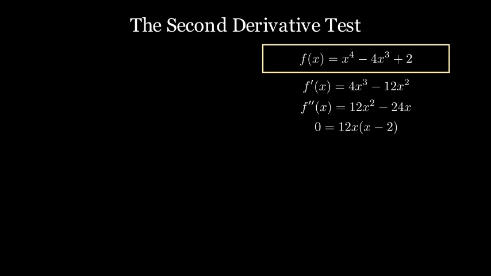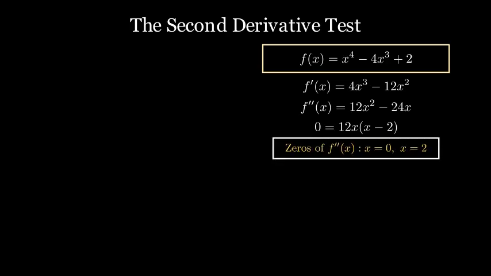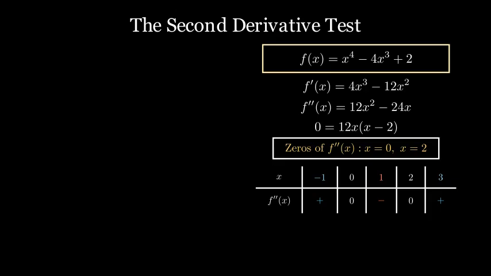We factor and set it equal to 0 to find where concavity might change, 12x times x minus 2. That gives us the critical zeros of the second derivative, x equals 0 and x equals 2. We test a value in each interval to see whether the second derivative is positive or negative. Where the second derivative is positive, the graph is concave up, before 0 and after 2. Where it's negative, between 0 and 2, the graph is concave down.